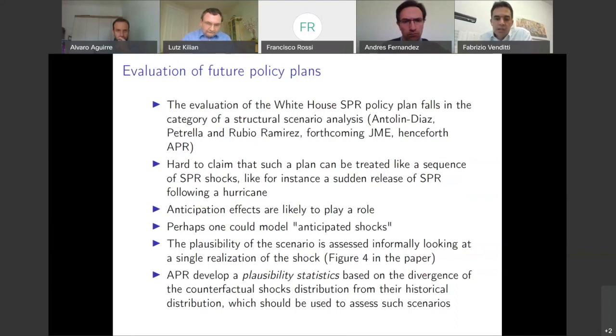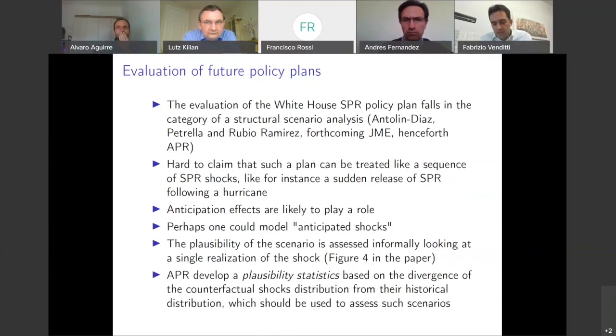And I think it's a good idea, and perhaps this kind of long-term fiscal plan can be modeled and evaluated with the same philosophy. The last point is really nitty-gritty, but perhaps in the future it's useful to have in mind this statistical detail, the possibility of the scenario.